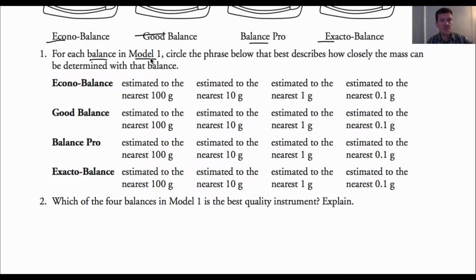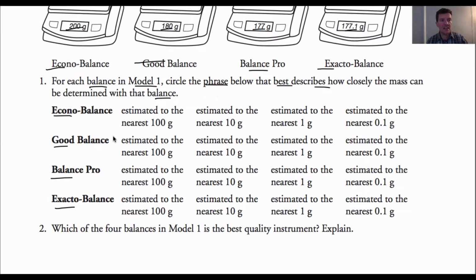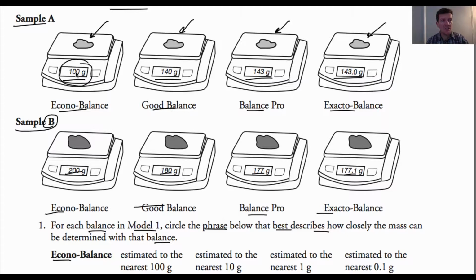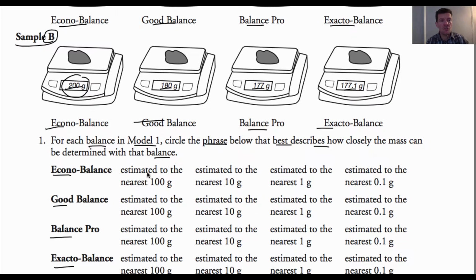For each balance in Model 1, circle the phrase below that best describes how closely the mass can be determined with that balance. So we're going to look at all 4 of these balances, and if we look at the econobalance, the measurement is to the nearest 100 grams. So you can only use this econobalance, and your estimate or your measurement is going to be to the nearest 100 grams.